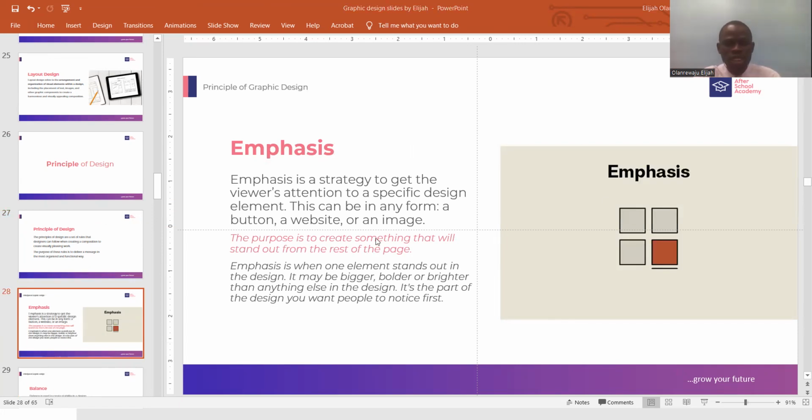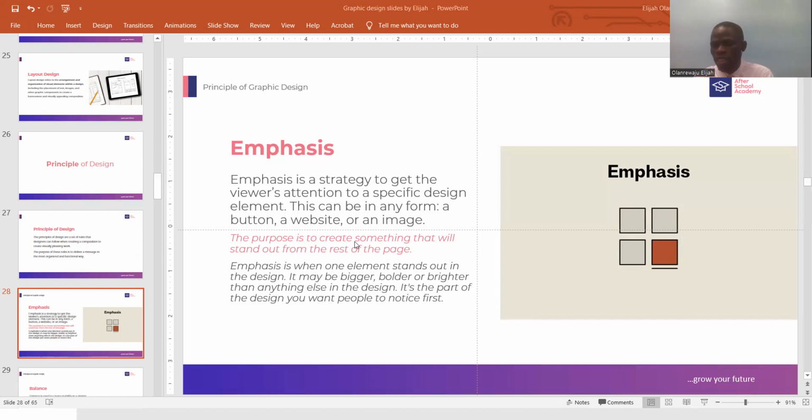Emphasis. So now we are told here that emphasis is a strategy to get the viewer's attention to a specific design element. This can be in the form of probably a button, a website, or an image, right? So now the purpose is to create something that will stand out from the rest of the page. And if you look at the example that we have by the side, you can see that we have 4 boxes, and there is only one that has a different color, meaning that is the one that you are going to see first. It means that we want to emphasize one out of the 4 squares on that layout.